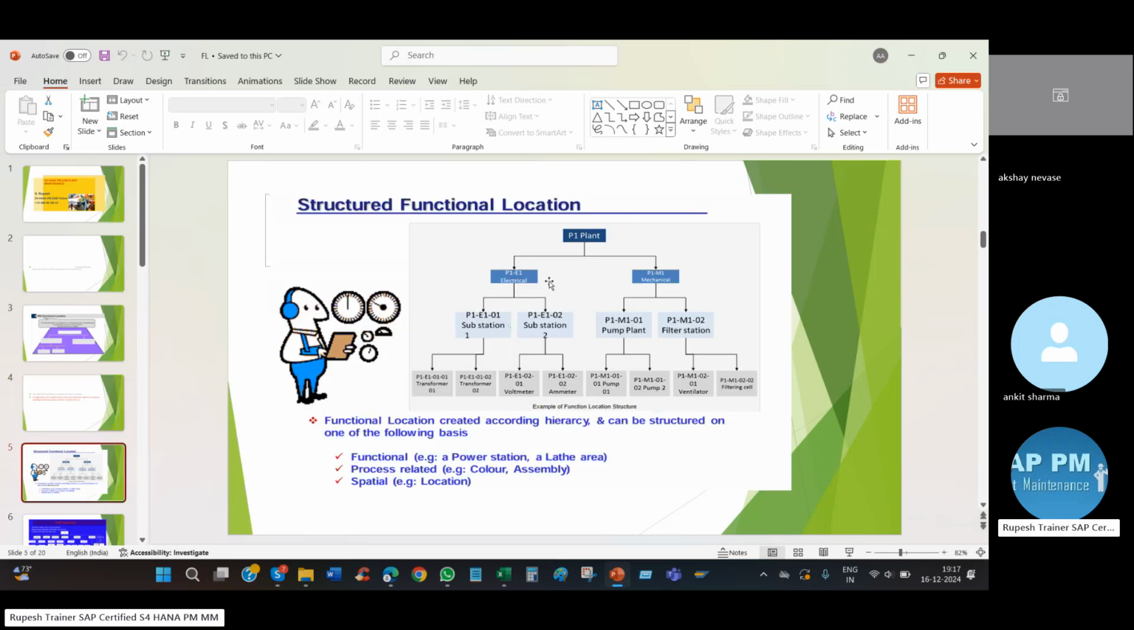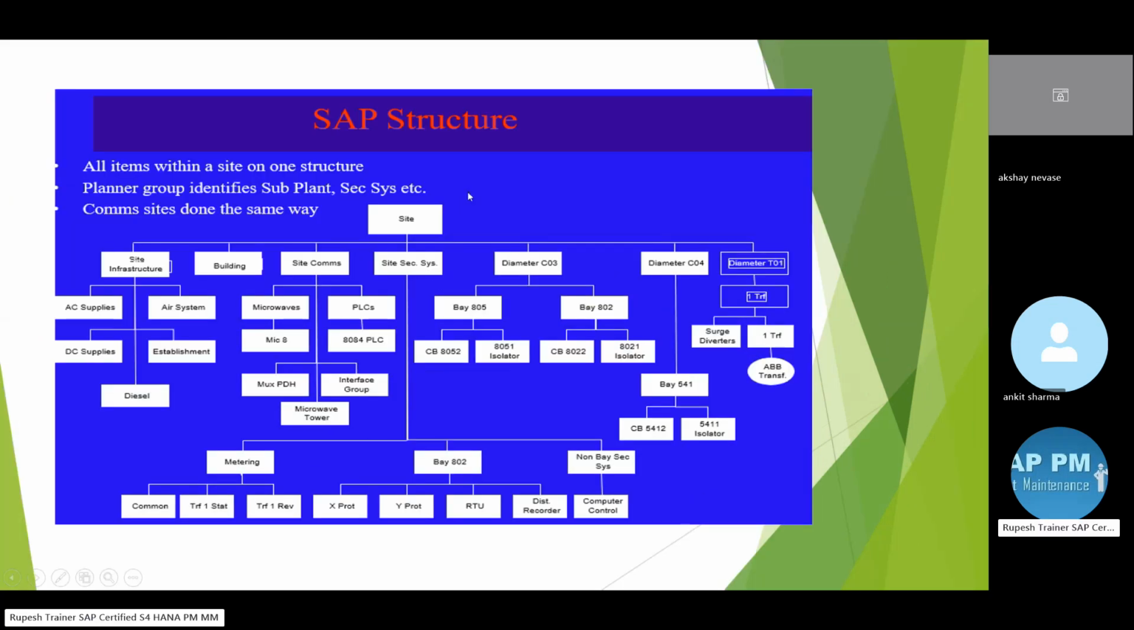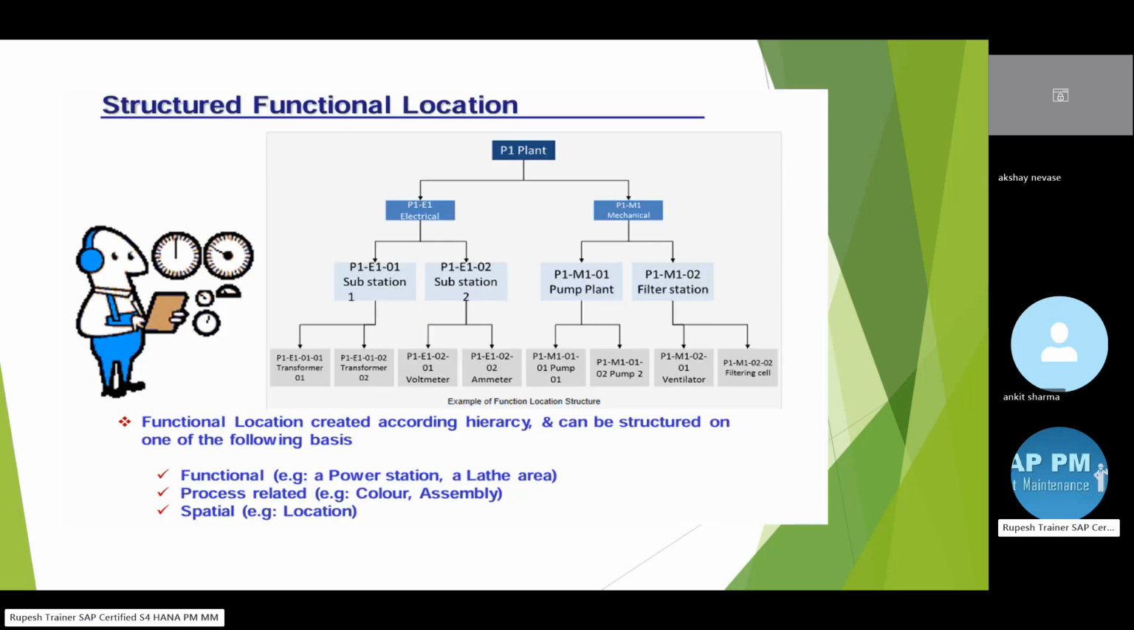Like this, in the top level, then the next hierarchy, again going down. So this is called functional location. You can see the total site. Site is again classified into infrastructure, building, site common, site secondary, and then the structure into AC, DC, air system, diesel, and like this structuring. This structuring is called functional location.